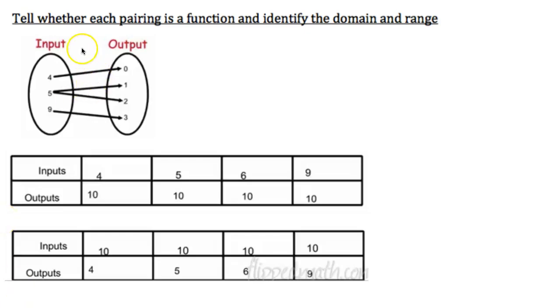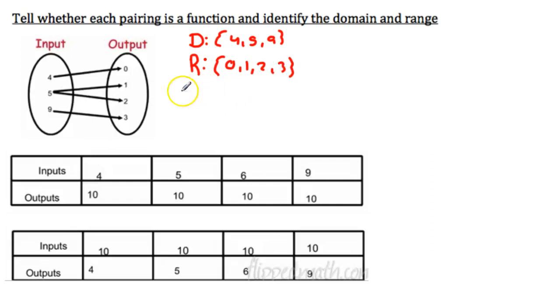All right, here are some more examples. Tell whether each pairing is a function and identify the domain and range. Well, let's do the domain and range first. So this one right here, you're going to draw this picture. The input is the domain. I draw my curly brackets. We've got 4, 5, and 9. The range, draw the curly brackets. 0, 1, 2, 3. All right, so let's see. Does every input have one output? 4 has 0, so that one would be good. 9 has 3, that one would be good. But 5 has two outputs, 1 and 2. Because this part right here has two outputs, it is not a function.